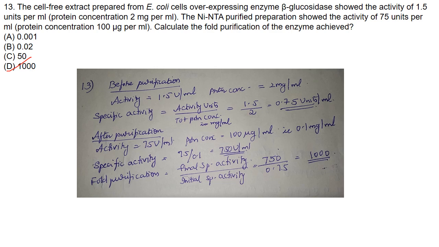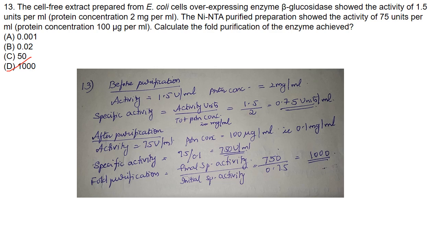Then the cell-free extract prepared from E. coli cells overexpressing enzyme beta-glucosidase showed the activity of 1.5 units per ml. Protein concentration 2 mg per ml. The nickel NTA purified preparation showed the activity of 75 units per ml. Protein concentration 100 microgram per ml. Calculate the fold purification of the enzyme achieved.